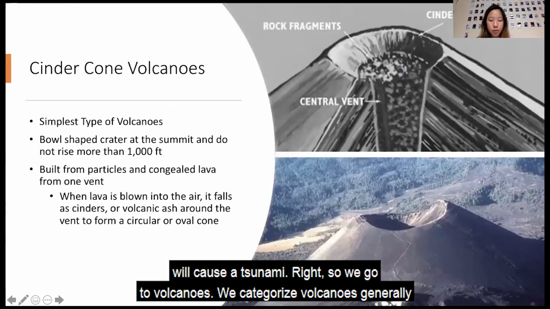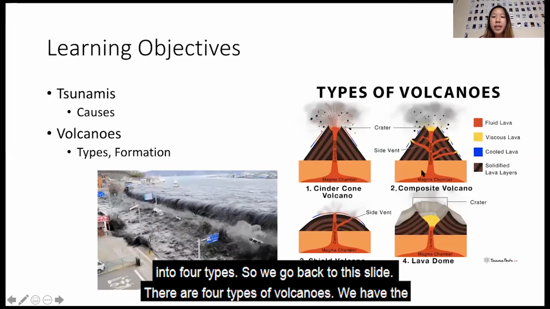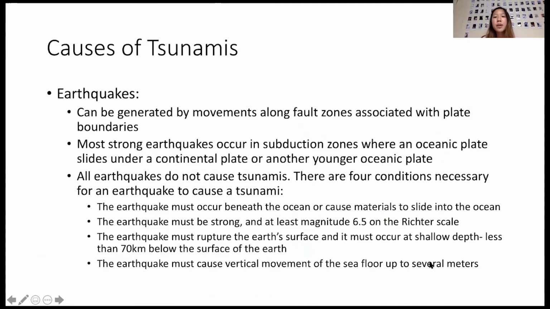Right, so we go to volcanoes. We categorize volcanoes generally into 4 types. So we go back to this slide. There are 4 types of volcanoes. We have the cinder cone volcano, composite volcano, the shield volcano, and the lava dome volcano.